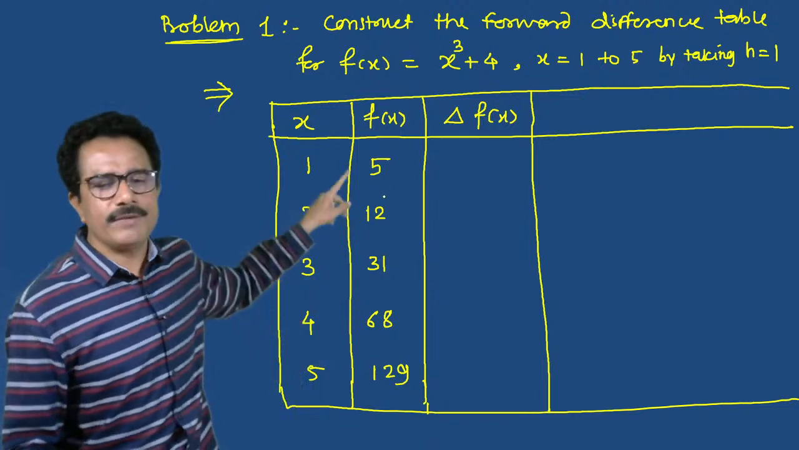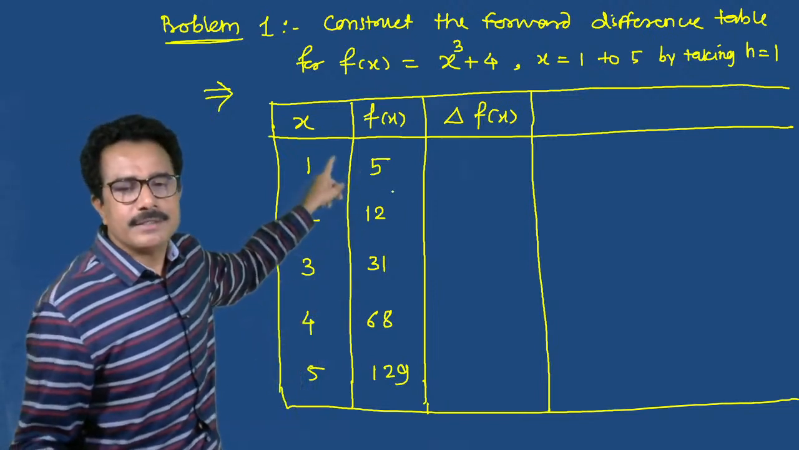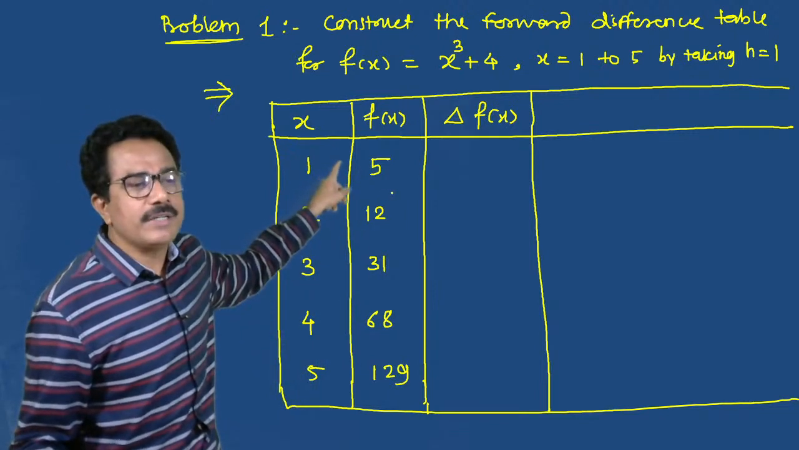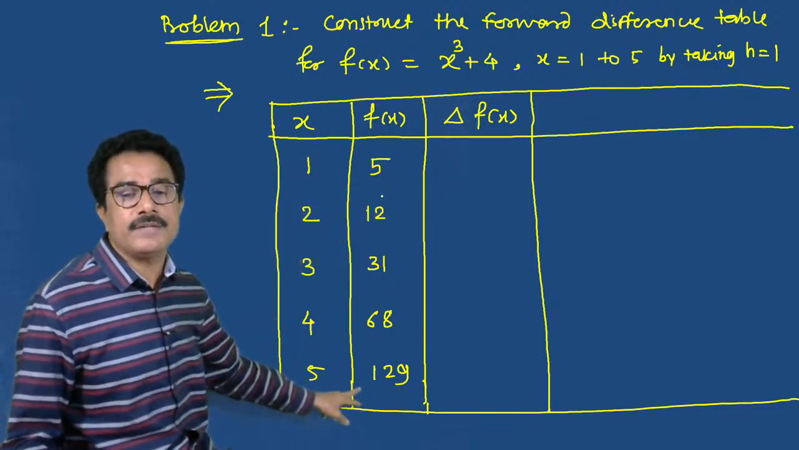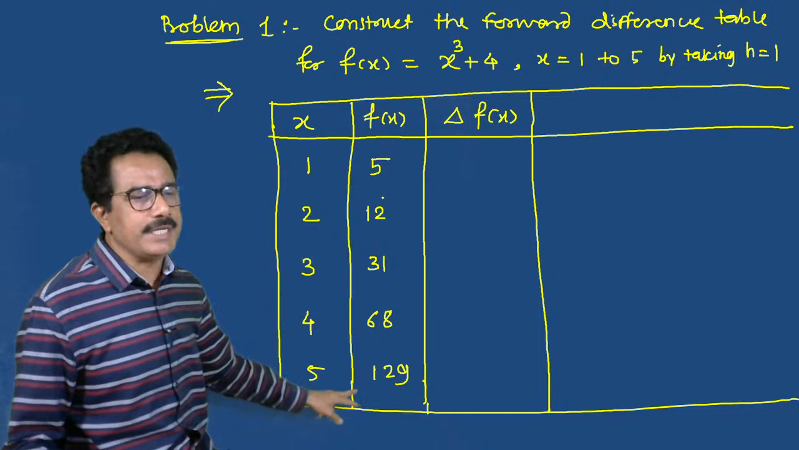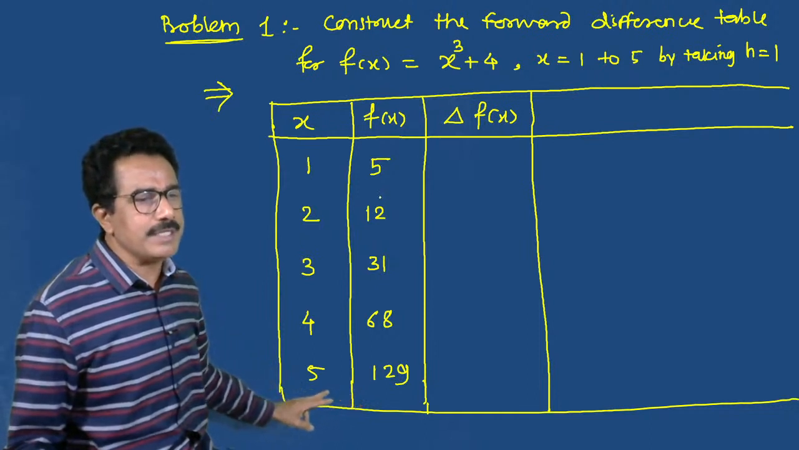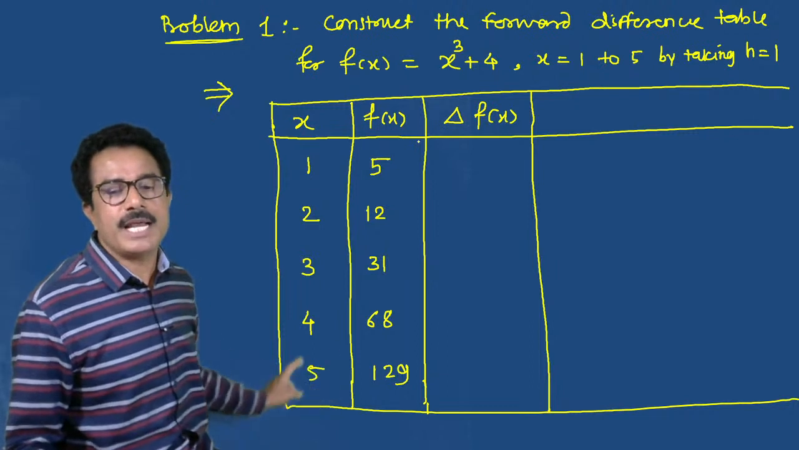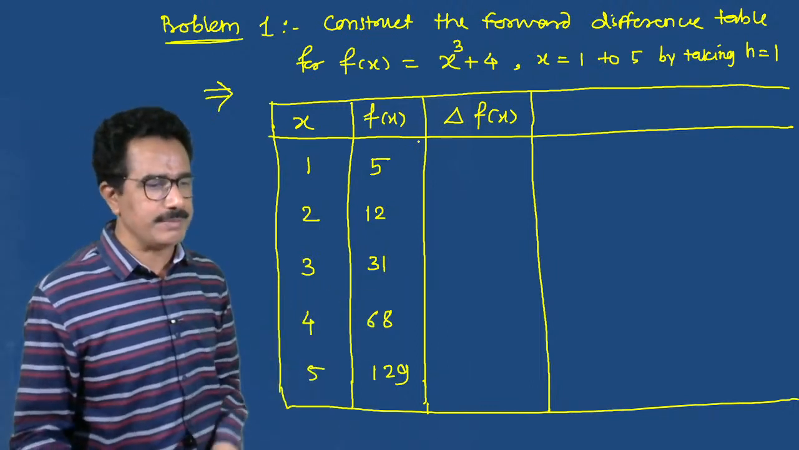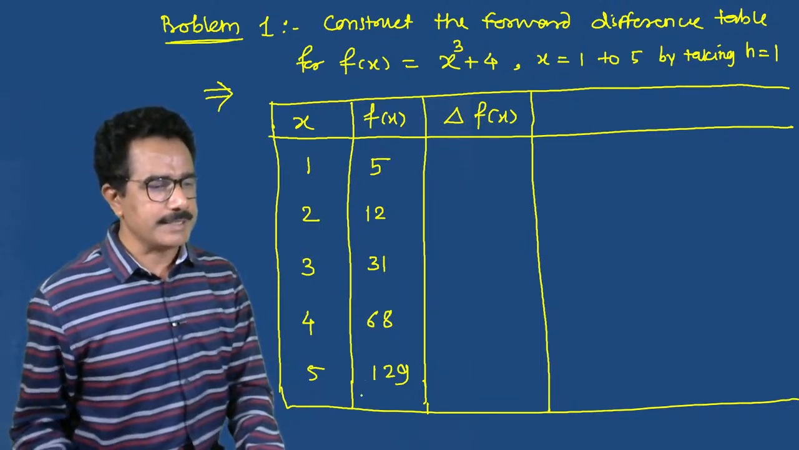Only in the forward difference table we will get the higher order differences of first entry. In the backward difference table we will get higher order differences of last entry. That means f of b, म्हणजे 5 च्या लास्ट एंट्रीच्या हायर ऑर्डर डिफरन्सेस मिळतात. So we will get this.